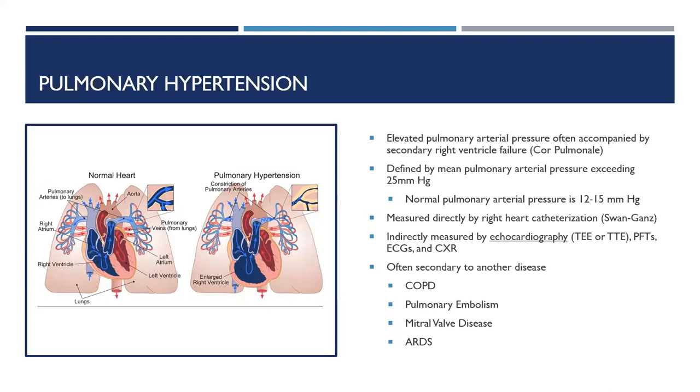And pulmonary hypertension is often secondary to something else. We'll see pulmonary hypertension in cases of a pulmonary embolus. The pressure increases trying to force that blood through. We also will see it with mitral valve disease and COPD and ARDS.